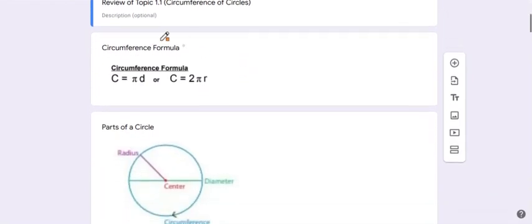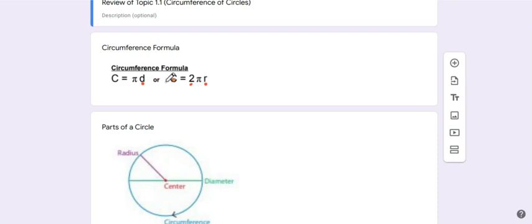We found that the circumference formula where C, the circumference, is equal to pi times diameter. Or we could say that the circumference is equal to 2 times pi times r because it takes 2 of the radius lines to make one diameter, right? 2 radii make up 1 diameter.